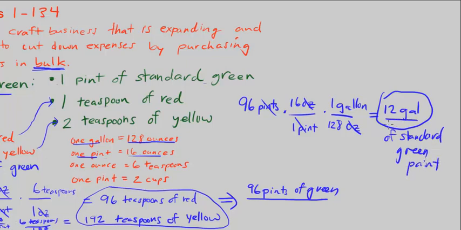Once we get 12 gallons, we mix it with our existing 96 teaspoons of red and 192 teaspoons of yellow, and we get our vibrant green. So this ends CPM Precalculus Chapter 1, number 134.